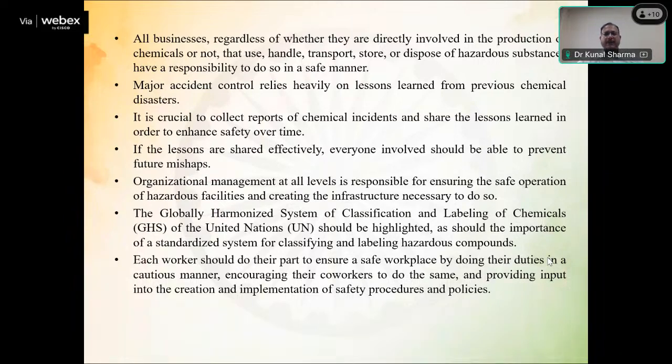Every worker should do their part to ensure a safe workplace by doing their duties in a cautious manner, encouraging their co-workers to do the same, and providing input into the creation and implementation of safety procedures and policies. Why am I stressing safety procedures? Because I started the lecture with the point that industries plus chemicals result in industrial chemical disasters. So if we utilize the safety policies and implement them on the ground, we can easily mitigate disasters at the inception point only. If we are able to stop that at the inception, it is we, as responders, who are a lot important.